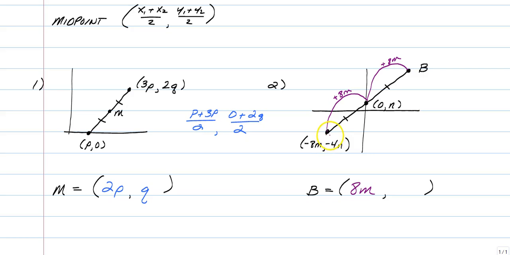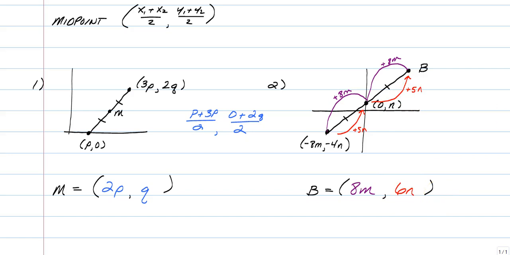So look, we went from -4n up to a positive n, which means we went up 5n units. Now, if that's the midpoint, we're going to go up another 5n units to get to B. So n plus 5n is going to give us 6n for a y-coordinate to B.